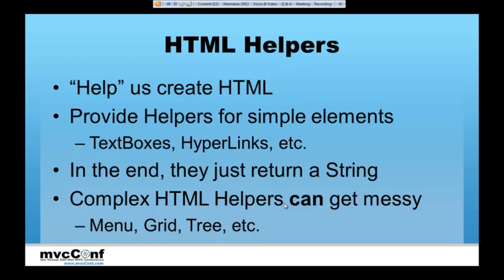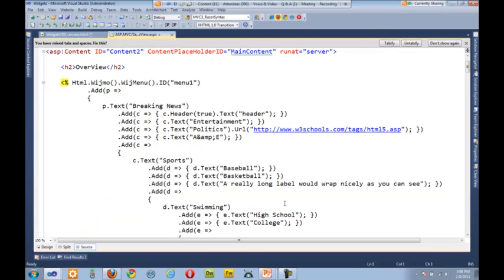What happens is when you get into complex HTML helpers, things can get a little messy, specifically when trying to build helpers like a menu, a grid, a tree. All of these can really start to plug up your view, and you'll actually see things start to trickle into the controller just to clean up the view. I'm just going to give you a little demonstration of exactly what I mean by this, to show you what is literally one of our little prototypes.